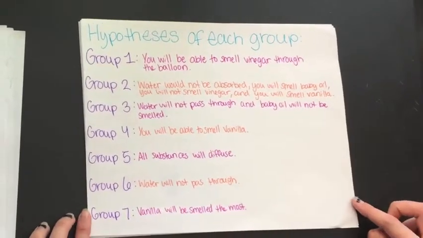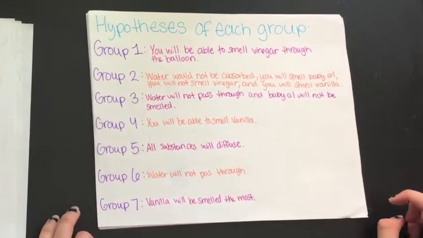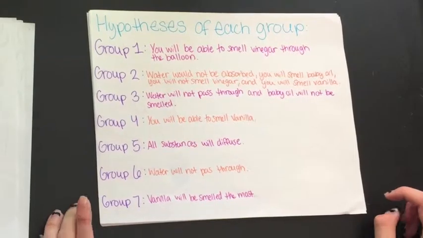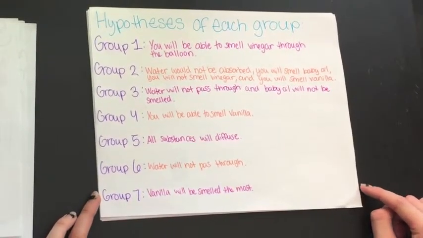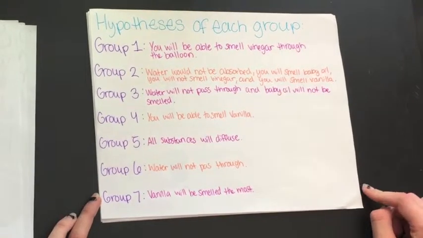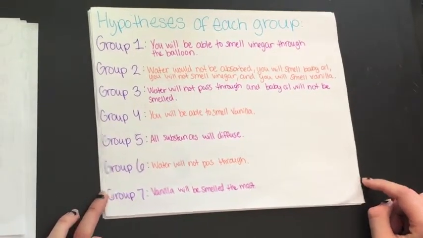The hypotheses of each group. Group 1 said that they would be able to smell the vinegar through the balloon. Group 2 said that water wouldn't be able to diffuse through the balloon. Baby oil would be able to. Vinegar wouldn't be able to, and that they would be able to smell vanilla.